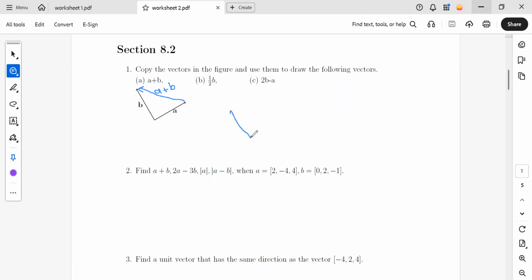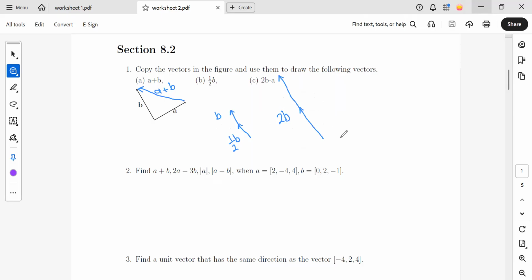If b is this one, half of b will be like this, 1 over 2 times b. And for the third one, if b is this much, we would double the length, these two arrows together, that would be 2b.